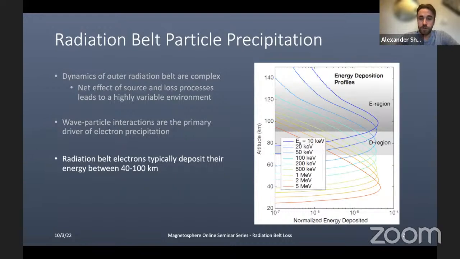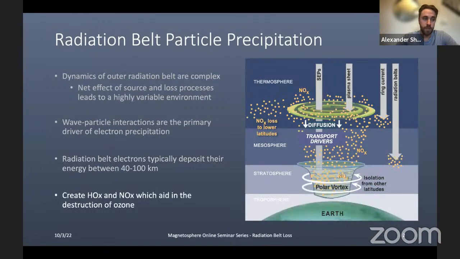Radiation belt electrons typically deposit their energy between 40 and 100 kilometers, so below the ionosphere, which leads to chemical changes in the neutral atmosphere. These particles create odd hydrogen and odd nitrogen, HOx and NOx, which assist in the destruction of ozone. And so a global picture of radiation belt electron precipitation will deepen our understanding of the radiation belts by quantifying the variable contribution of loss to the atmosphere.